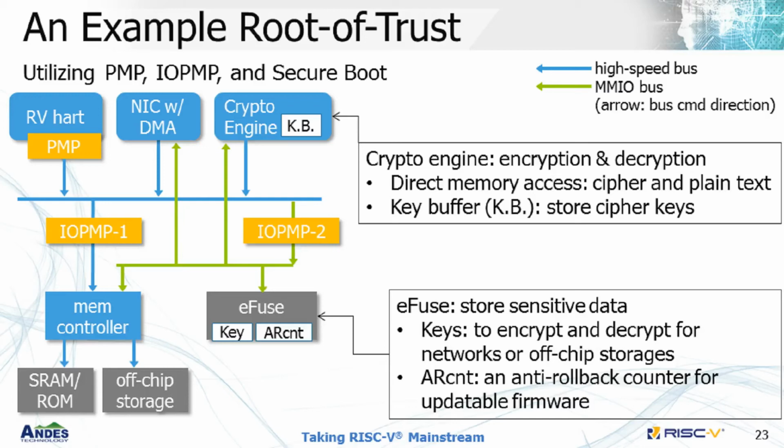The AR counter is an anti-rollback counter for updatable firmware. A crypto engine here is used to perform the encryption and decryption. It can directly access memory, including the cipher tags and the plain text. A key buffer inside the crypto engine is used to store cipher keys. They can be accessed only via the MMIO bus. Besides, we put two IOPMPs in front of the memory controller and the entry of the MMIO bus respectively.